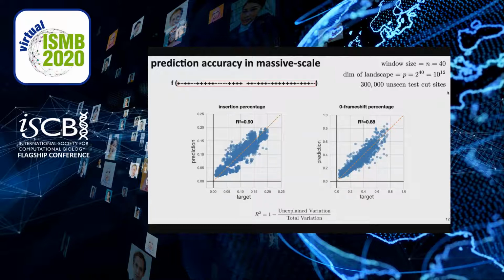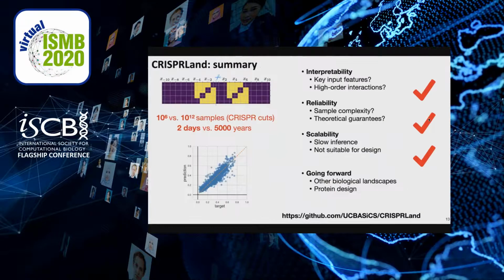So in summary, we talked about CRISPRLand, a spectral framework that can help improve and enhance DNA repair models in terms of interpretation, reliability, and scalability. The mathematical framework behind CRISPRLand can be used for other landscapes, such as proteins, for protein design problems, which we are currently exploring.